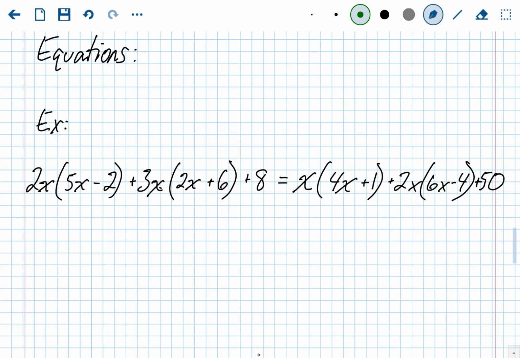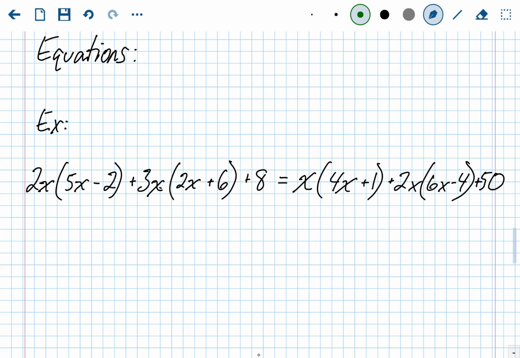So when there's an equal sign in the middle, our goal is usually to solve for x. There are variables in here, and we're going to try and solve for that variable because we know the left side equals our right side. So we're just going to go through this piece by piece.